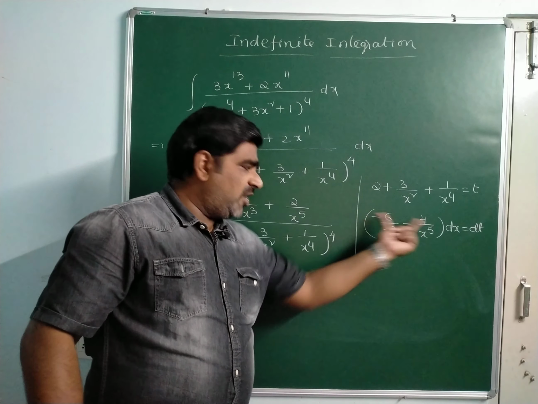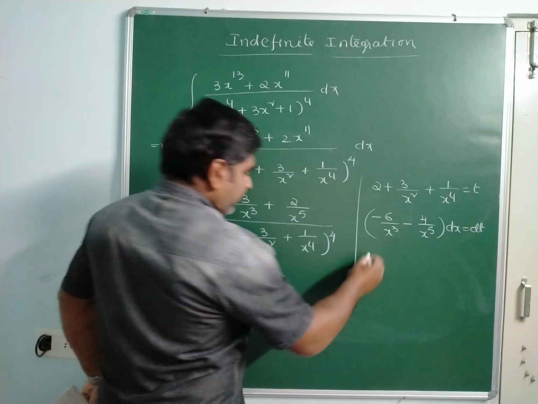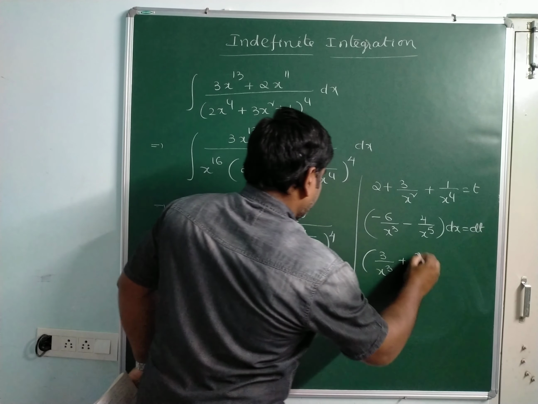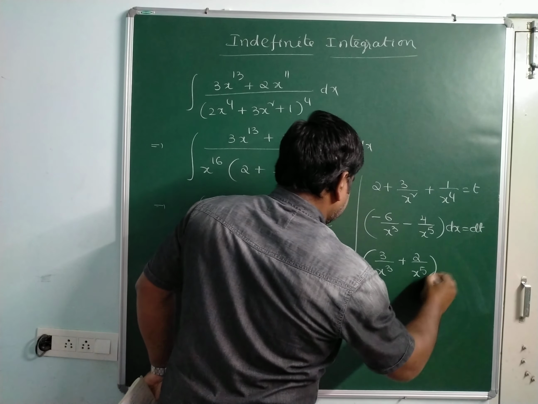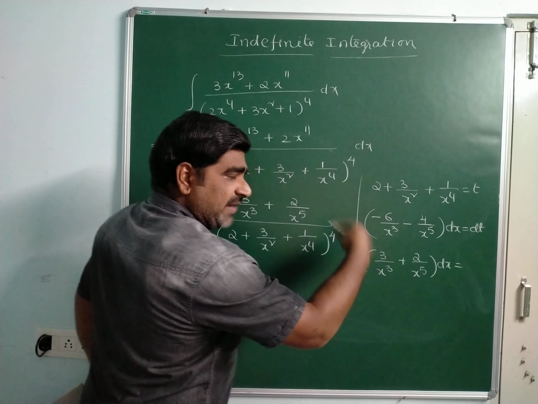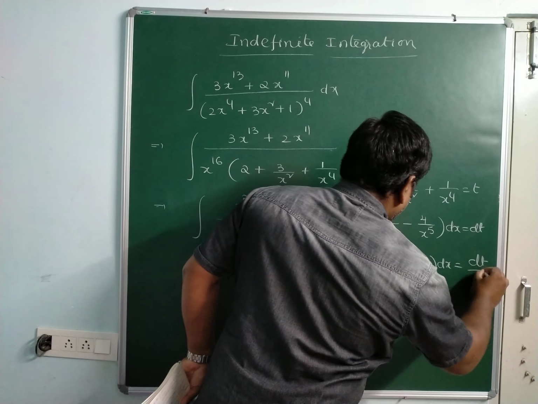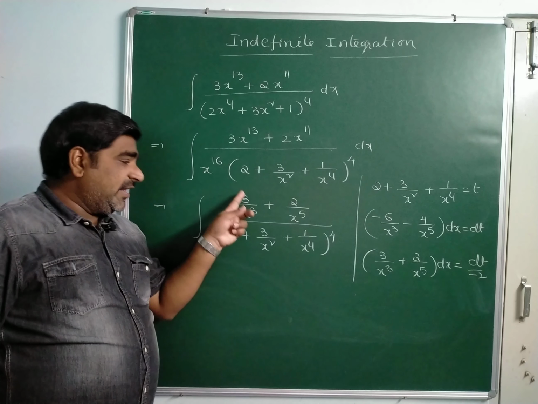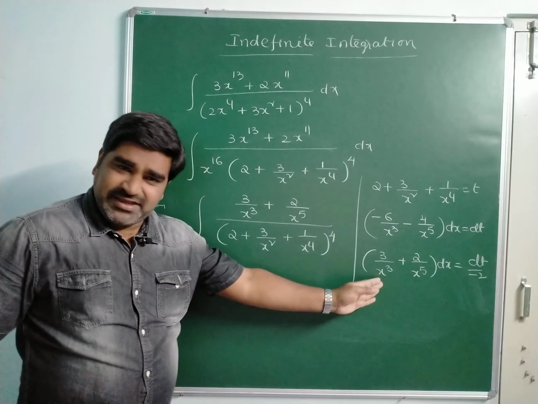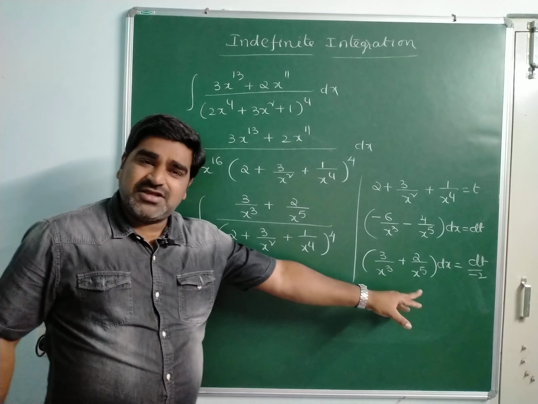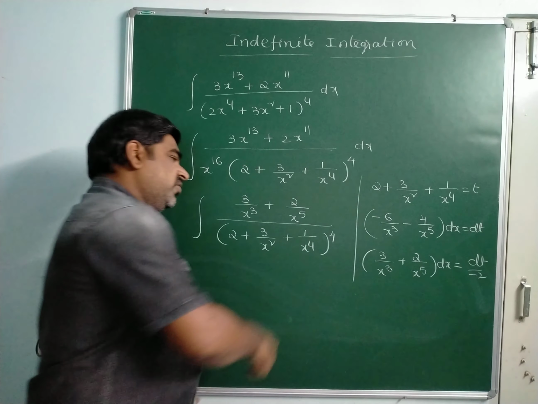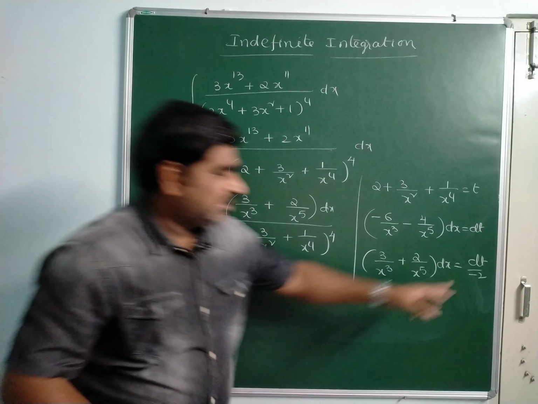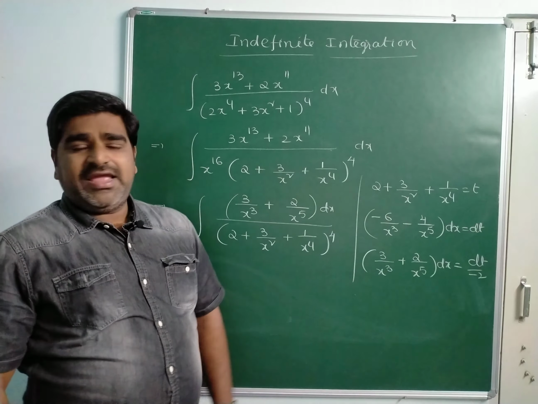So take minus 2 common from this. Then what is the remaining term? This is 3 by x cube plus 2 by x to the power of 5, dx is equal to, take this minus 2 to that side, it is dt by minus 2. Right? Just once observe the numerator. 3 by x cube, here it is, and 2 by x to the power of 5 is also there now. So 3 by x cube plus 2 by x to the power of 5, dx is nothing but dt by minus 2.